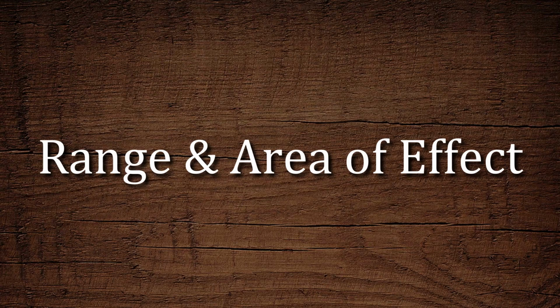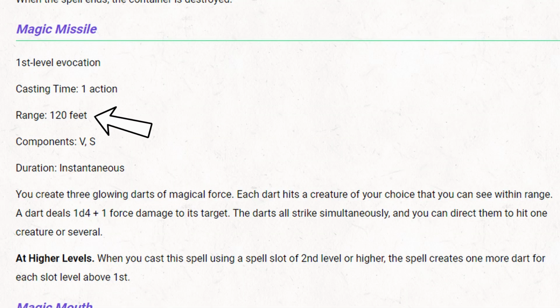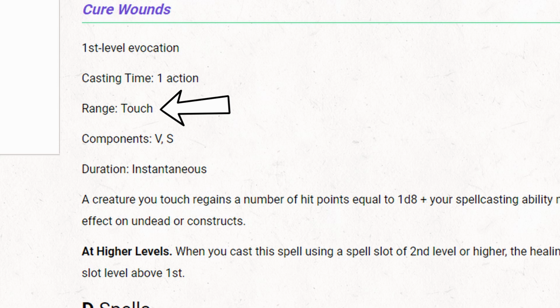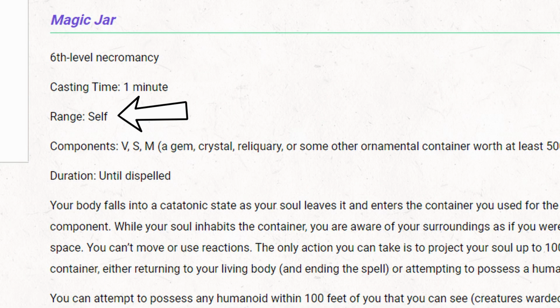Next, let's talk about range and area effects. Most spells have a certain range at which they can be cast. In the case of Magic Missile, the range is 120 feet, which means you can target anything you can see within 120 feet of you. If the range is Touch, you have to touch whatever you're casting the spell on. If the range is Self, you can only cast the spell on yourself or from your position.